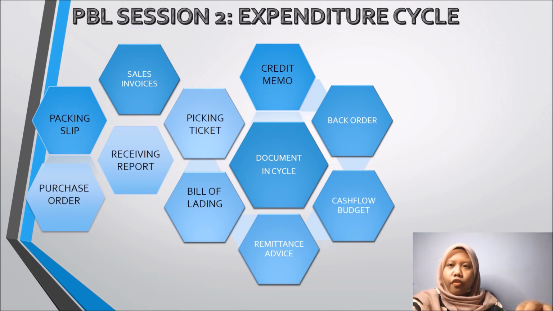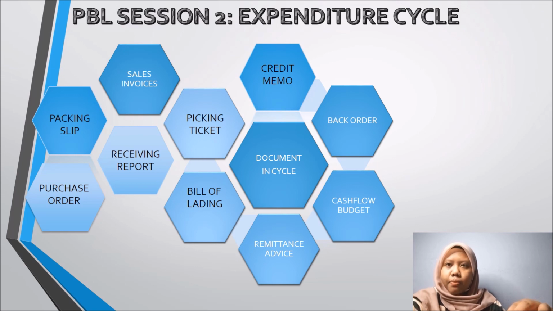Next is bill of lading. Bill of lading is a legal contract that defines responsibility for goods while they are in transit. Next is a credit memo. Credit memo is a document approved by the credit manager authorizing the billing department to credit a customer's account. Next is a remittance advice. Remittance advice is a copy of the sales invoice sent with a customer's payment that indicates the invoices, statements or other items being paid.